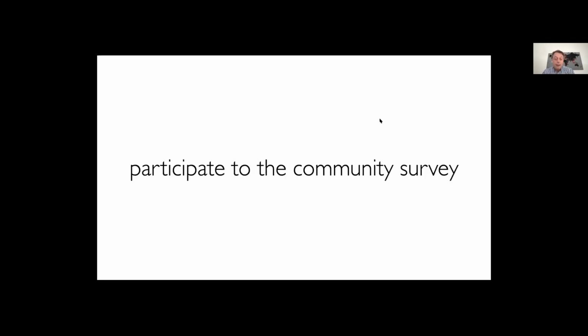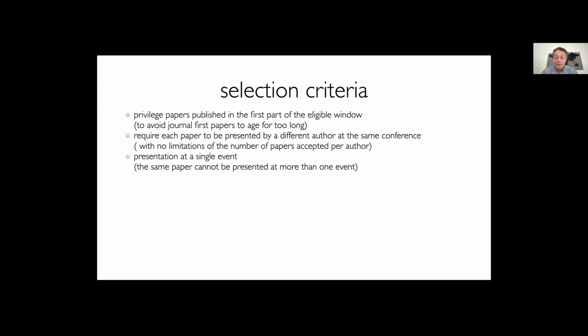Okay, let me go to the last slide, which is how to select: privilege papers published in the first part of the eligible window, just to avoid journal-first papers aging too long. So if you submit a paper in January, it's not selected yet, and it's already December, you give priority to that paper.